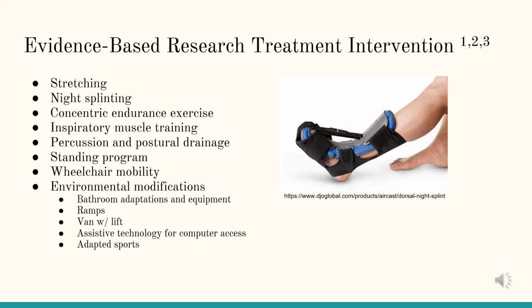Besides working on their body structure and function, it's important to discuss any necessary environmental modifications. They may need to make bathroom adaptations, have a ramp built at the home's entrances. They may need to get a van with a lift for their wheelchair. They may also need assistive technology for computer access, especially if they're still in school. There's also the option of them becoming involved in adapted sports.